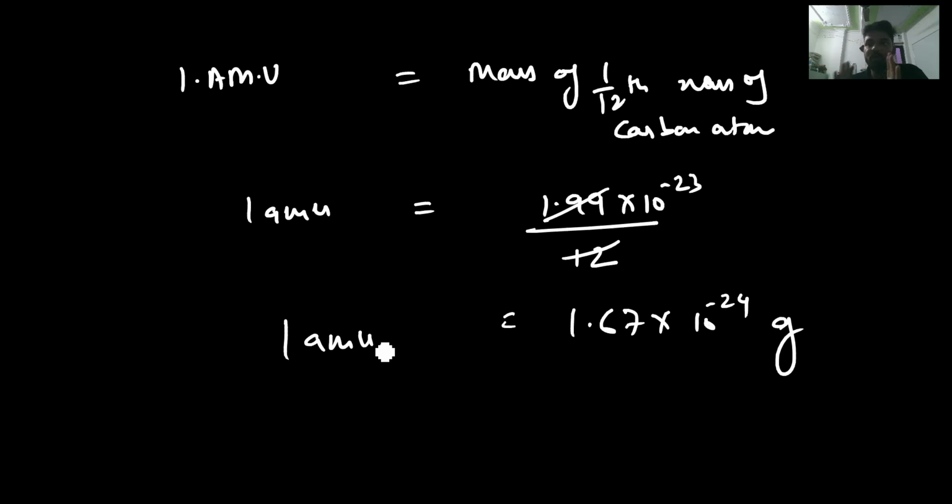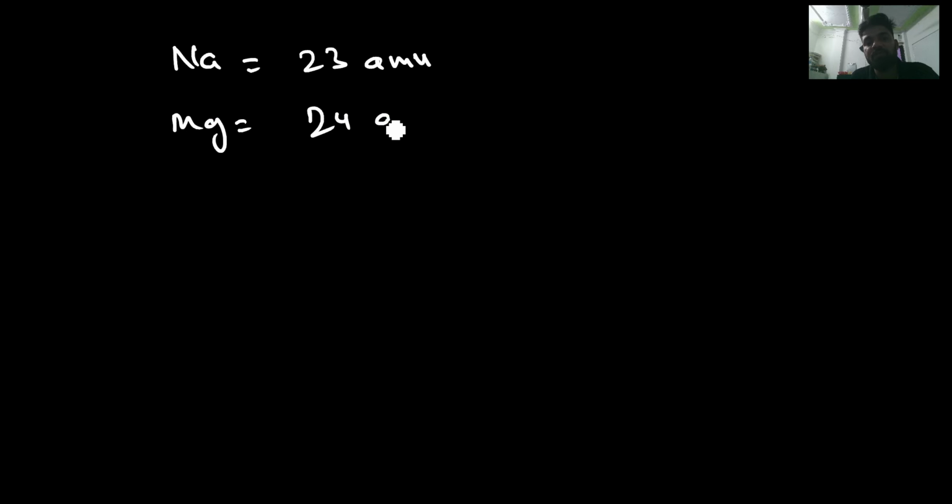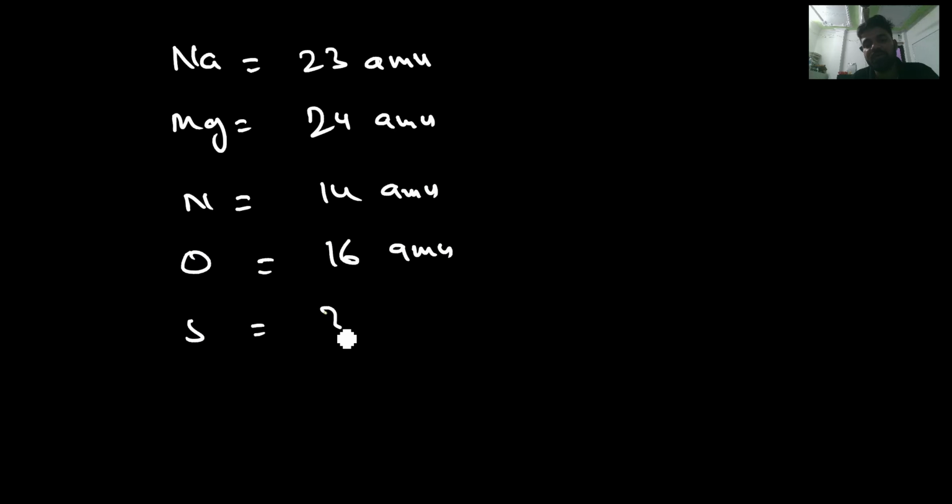Now just give me 5 more minutes, and I will explain where this 6.022 into 10 power 23 comes from. We know the mass of different elements: the sodium atom is 23 AMU, 23 times 1/12 the mass of a carbon atom. Similarly, the magnesium atom has 24 AMU, the nitrogen atom has 14 AMU, the oxygen atom has 16 AMU, and the sulfur atom has 32 AMU.